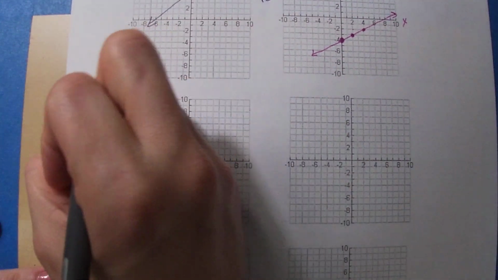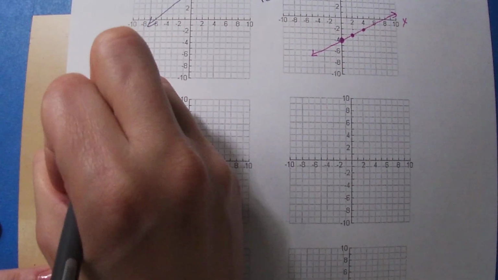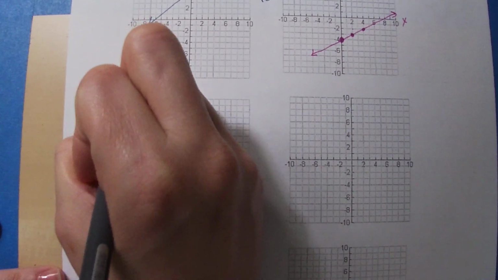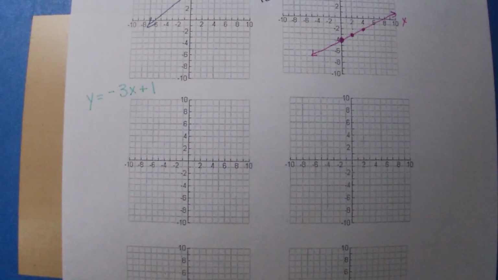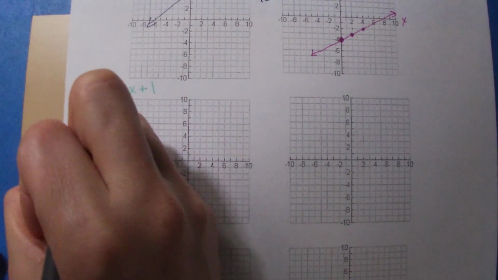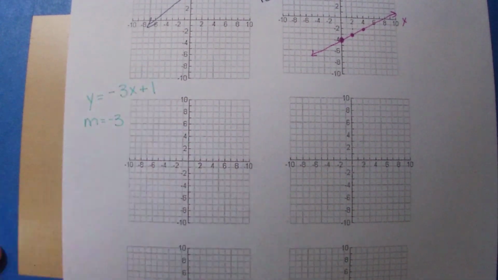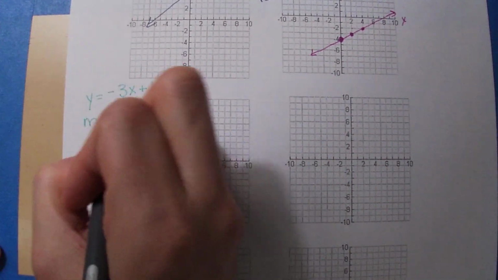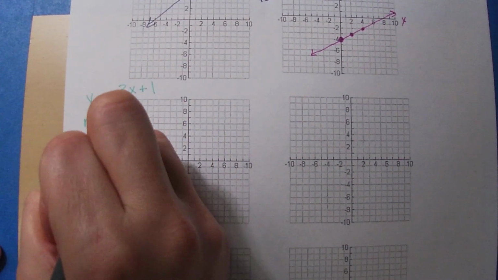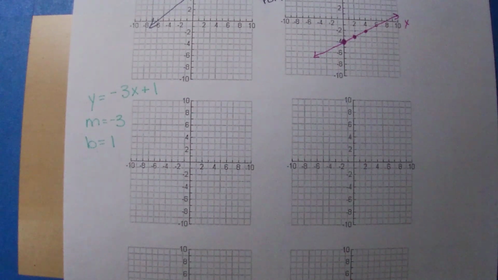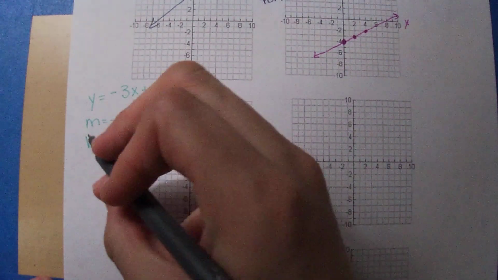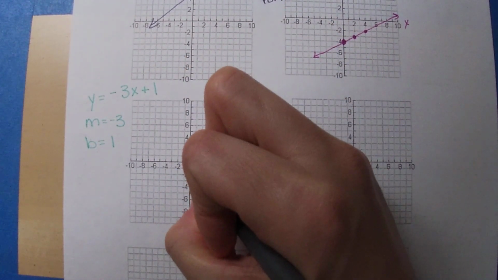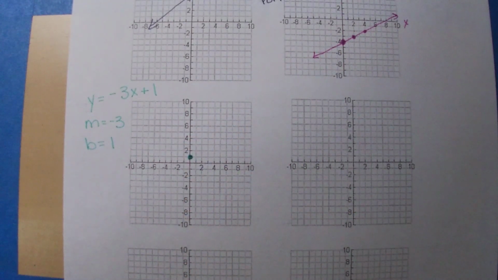Let's say we want to graph y equals -3x plus 1. Again, we are going to find m and we are going to find b. So m equals -3, right? The same sign, that sign comes with it. And b equals 1. So plotting our b is no problem, right? On the y-axis, I can go to 1.